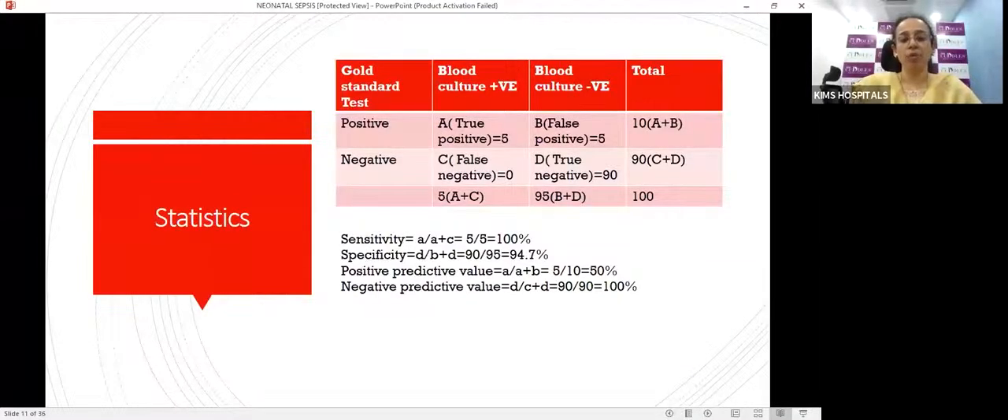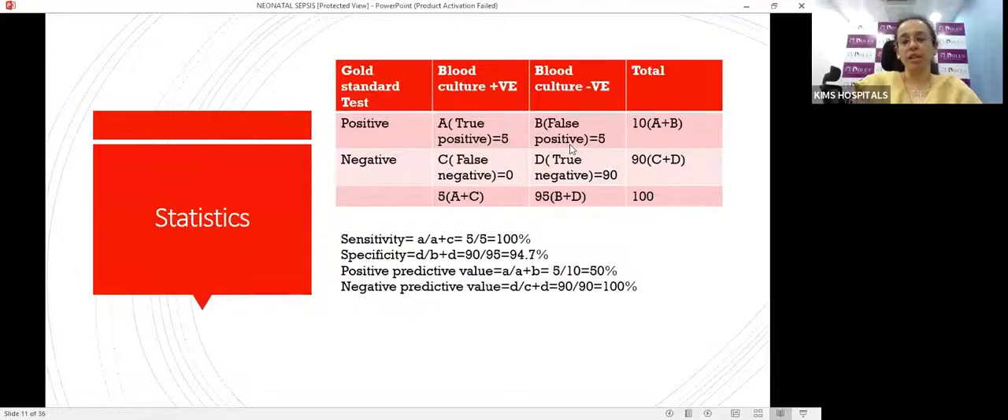So let us have a brief overview of the statistics of positive predictive value, sensitivity, specificity, and negative predictive value. In this, we will take a test which is the gold standard, in this case blood culture. So if blood culture is positive in a baby, we can take it as a true positive. If the parameter which we are testing is also positive, then it can be taken as a true positive. In this example, I have given true positives as 5.